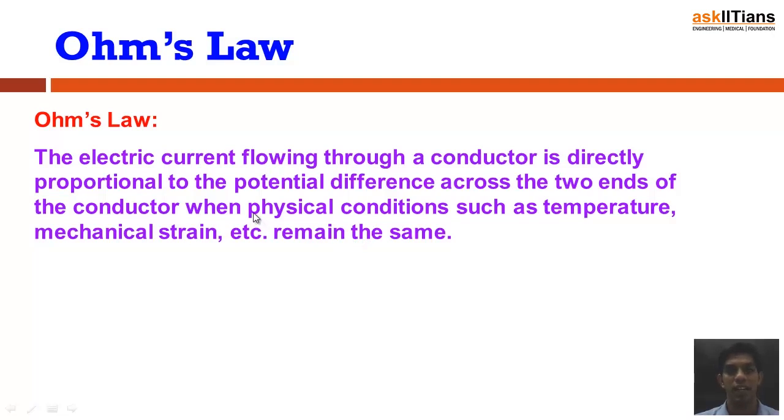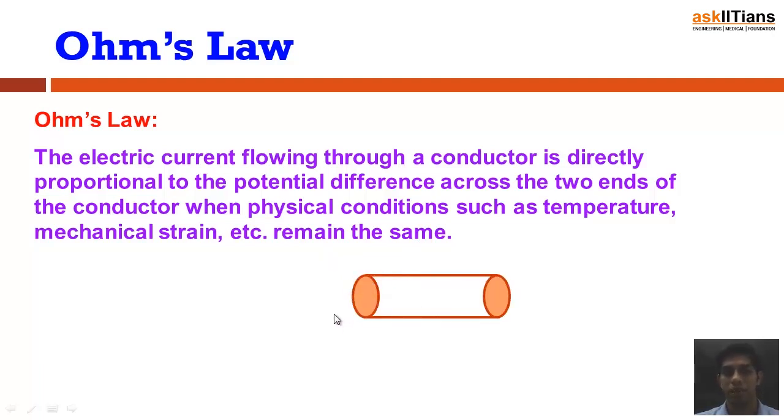In his law, he stated that the electric current flowing through a conductor is directly proportional to the potential difference across the two ends of the conductor when physical conditions such as temperature, mechanical strain, etc. remain the same. To understand his law, we need to first understand his experimental setup. His experimental setup is very simple and it goes like this.